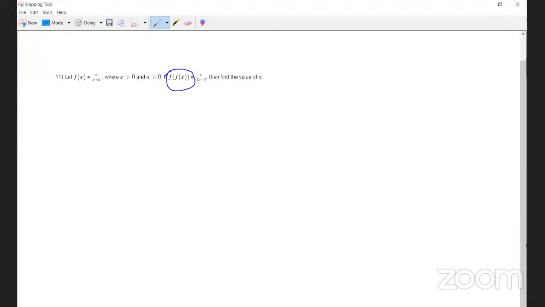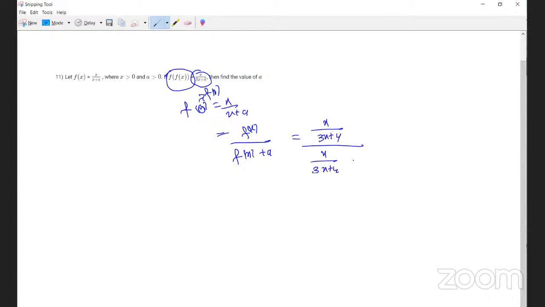Yes, sir. Our f of x is x upon x plus a. Now if I put f of x instead of x, I will have to put this full term, that is f of x. So f of x upon f of x plus a. I will get x upon 3x plus 4, upon x upon 3x plus 4 plus 4, right? And solve it. I will get x upon 12x plus 16.